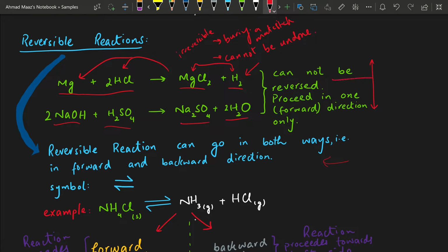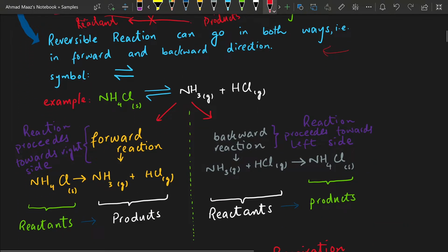This cannot be reversed. Alright, these irreversible reactions proceed in the forward direction only, or in the right direction only. These reactants can form these products only. These products cannot be converted back to the reactants. So these are irreversible reactions.